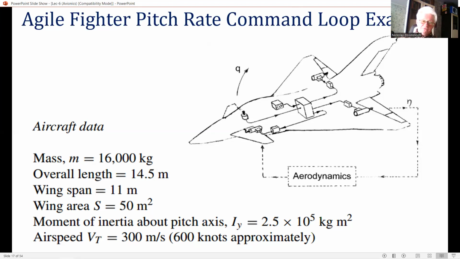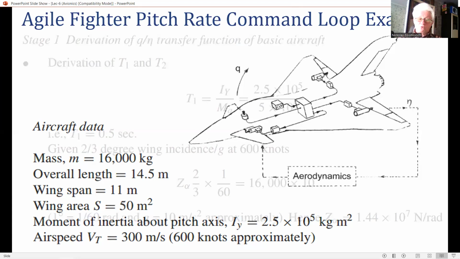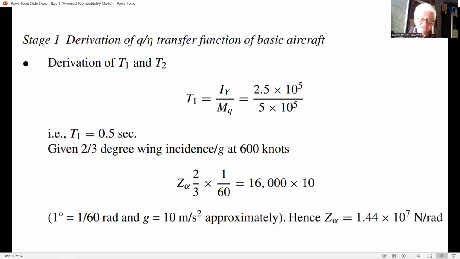From the data above, derive a suitable pitch control law, neglecting lag in the actuator response, nonlinear effects, structural resonance, notch filter, etc. The stages in the proposed solution are set out now. And we start with stage 1: derivation of the q over eta transfer function of the basic aircraft.